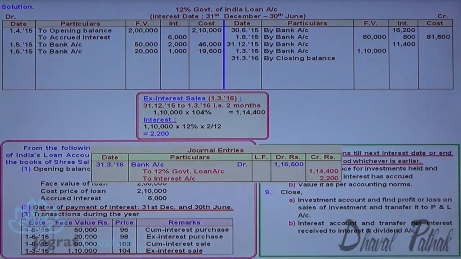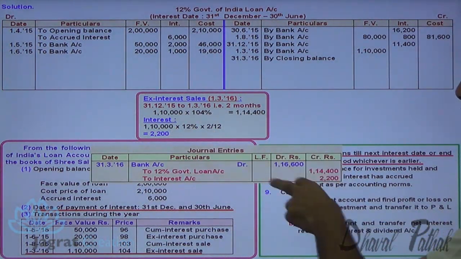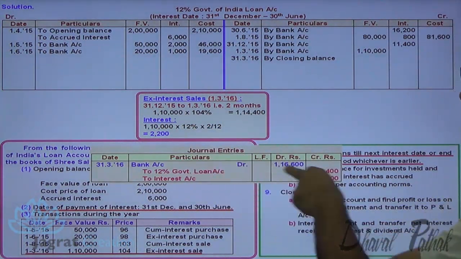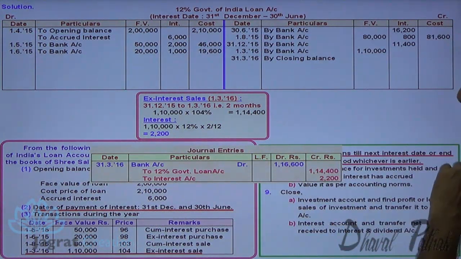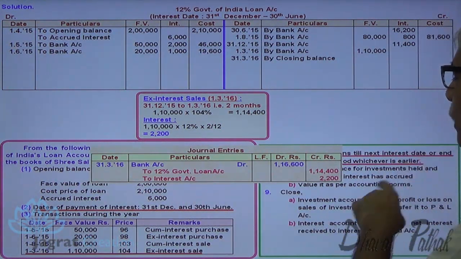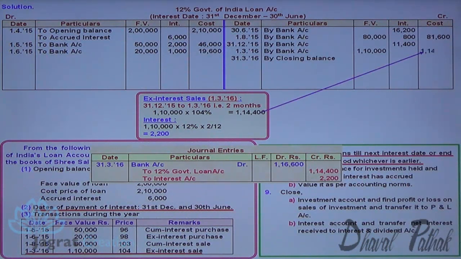Bank account debit 1,16,600 to investment 12% government loan account credit 1,14,400 to interest account credit 2,200. Both of these will be credited here in the interest column and cost column. This is how the sales transaction is recorded.